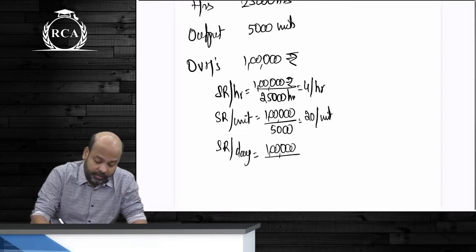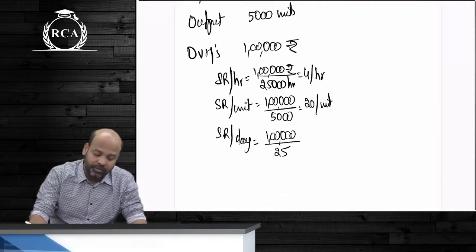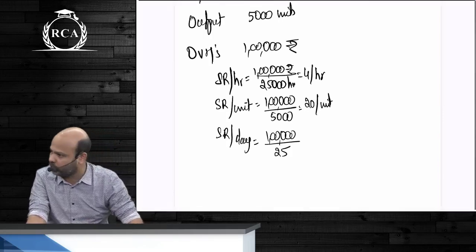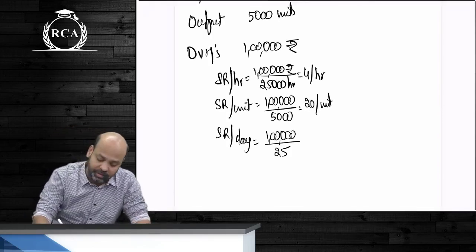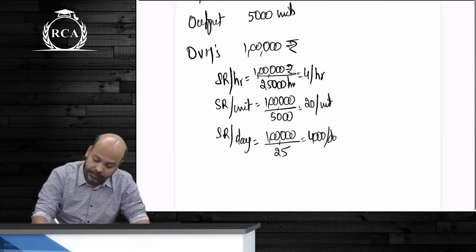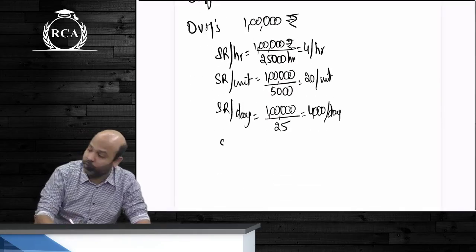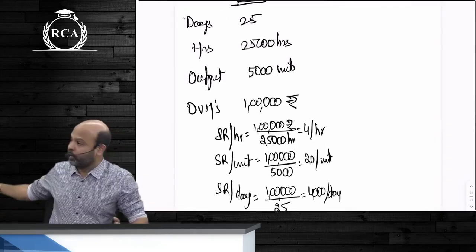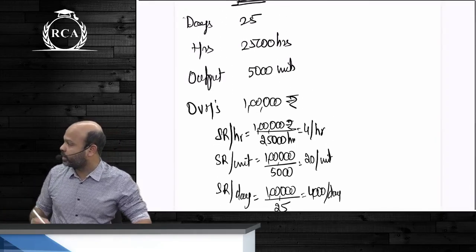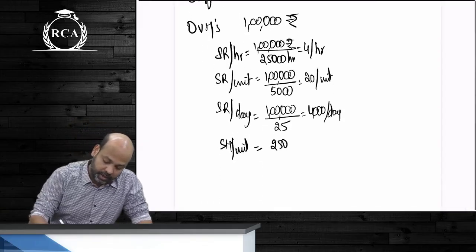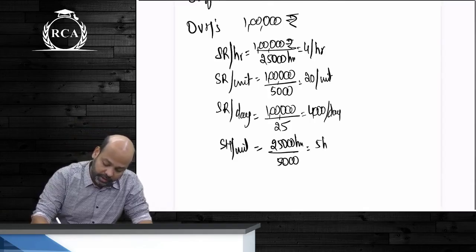If I ask standard rate per day, 1 lakh will be divided by, we won't be using this, guys, but in case it comes, we should know how to do it. 1 lakh divided by 25, how much will that be? 4,000 rupees per day. What is the standard time per unit? 25,000 hours you should have taken to manufacture 5,000 units. 5 hours per unit. I have all the standards that I need.